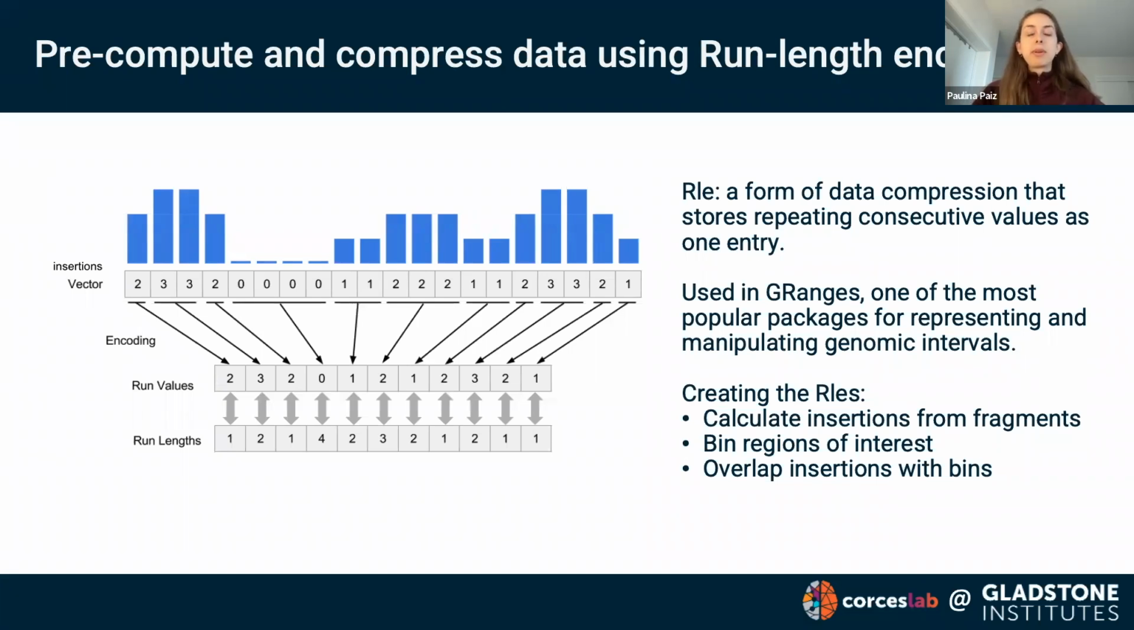And to create them and reflect what ArchR sequencing data had, what I did was calculate insertions from fragments, then bin regions of interest, and overlap insertions with bins. And so this is a function within a function that would feed this data to the export Shiny ArchR function and pre-compute it before we export the app.